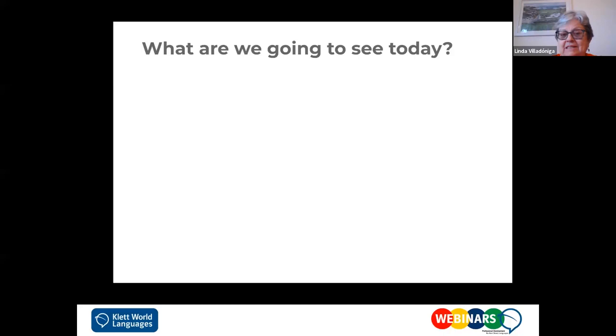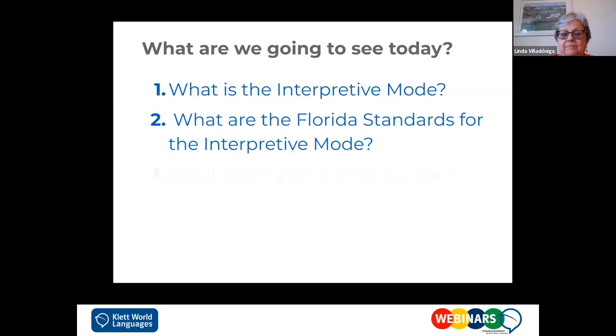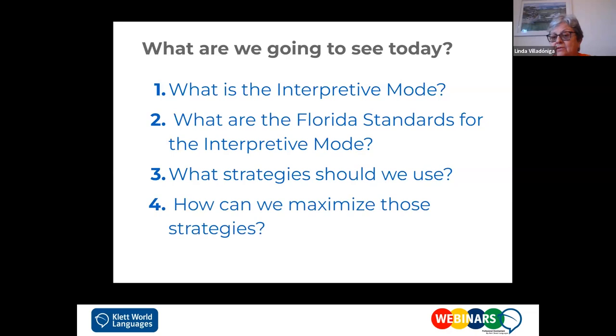So what are we going to see today? First, we're going to talk about what the interpretive mode is. And then what are the Florida standards for the interpretive mode? What strategies should we use? And how can we maximize those strategies? So bear all this in mind as we start going through.